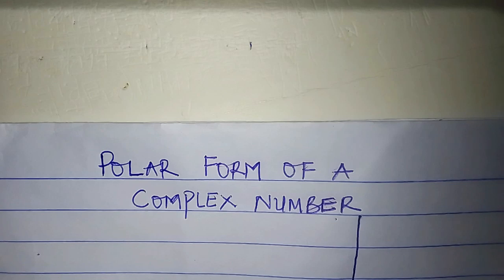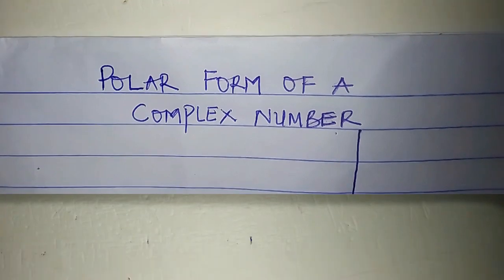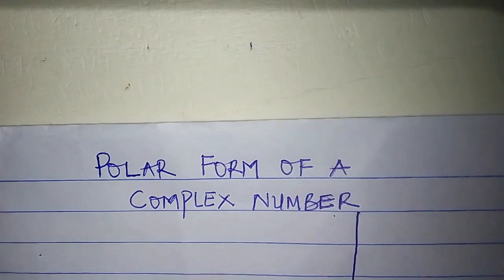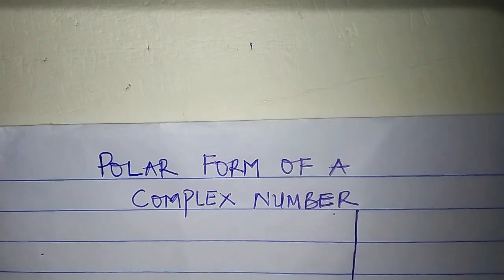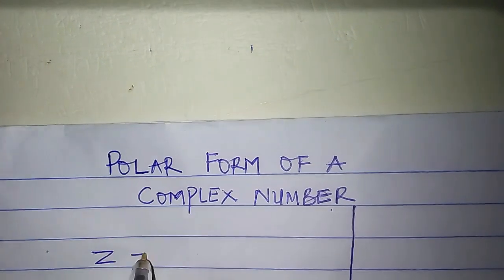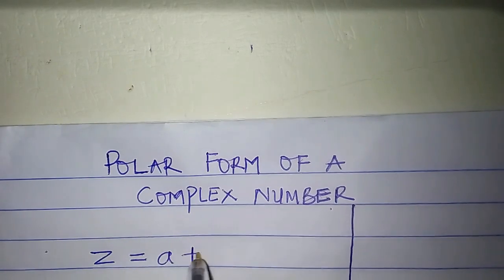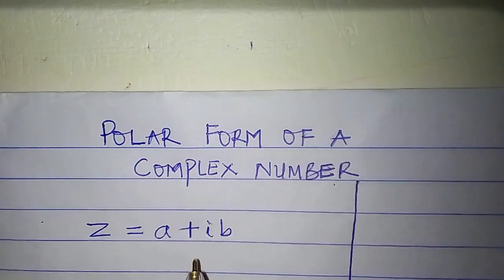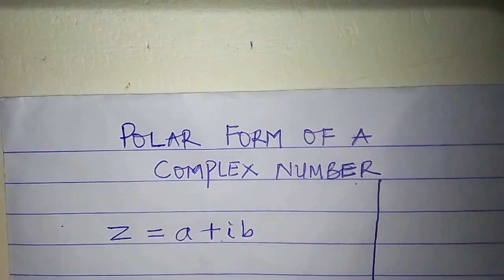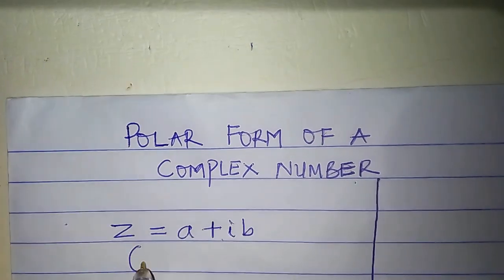In this video, we'll talk about representation of a complex number in polar form. How to represent a complex number in polar form, right? Now, I have a complex number in rectangular form. Z is equal to A plus iB. This complex number is in rectangular form, or you can say Cartesian form.